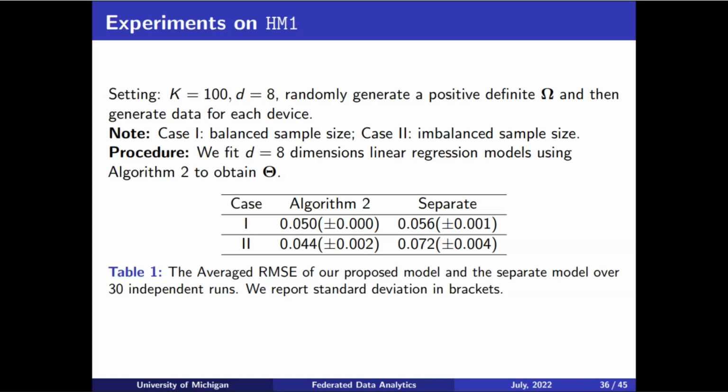This is because in algorithm 2, we use the HM structure to borrow strengths from other devices. Although the first 30 devices have very little data, we can still borrow strengths from the remaining 70 devices that have a rich amount of information. In essence, this result demonstrates the advantage of the HM structure, where each device can borrow strengths and information from other devices to train a better model.